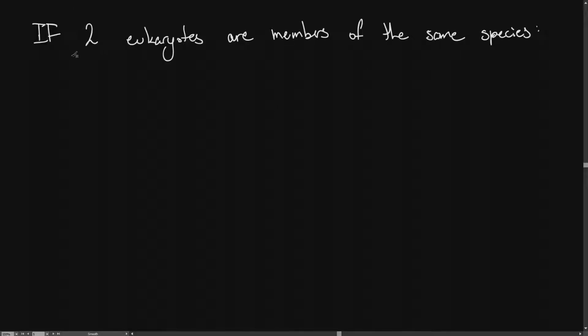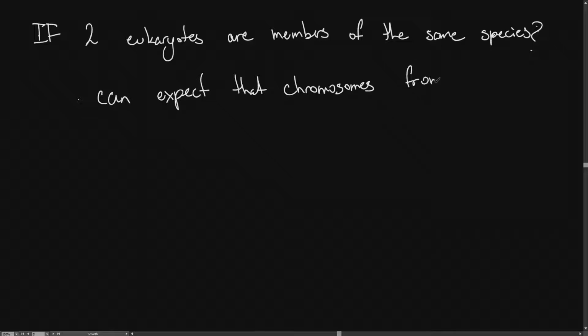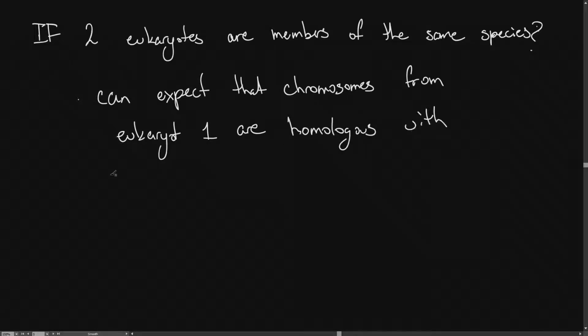This next point may be posed as a question. If two eukaryotes are members of the same species, in terms of homologous chromosomes, what happens? What we see is that we can expect that all of the chromosomes from eukaryote 1 are homologous with eukaryote number 2.